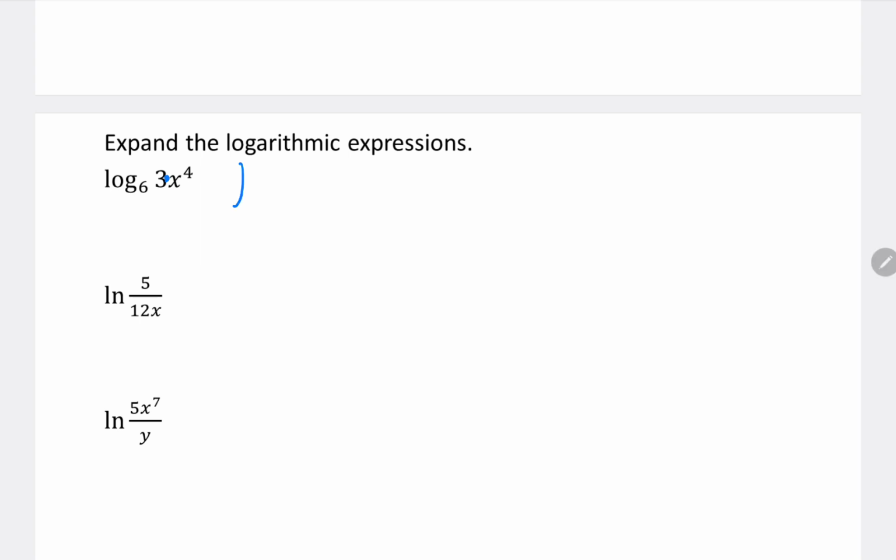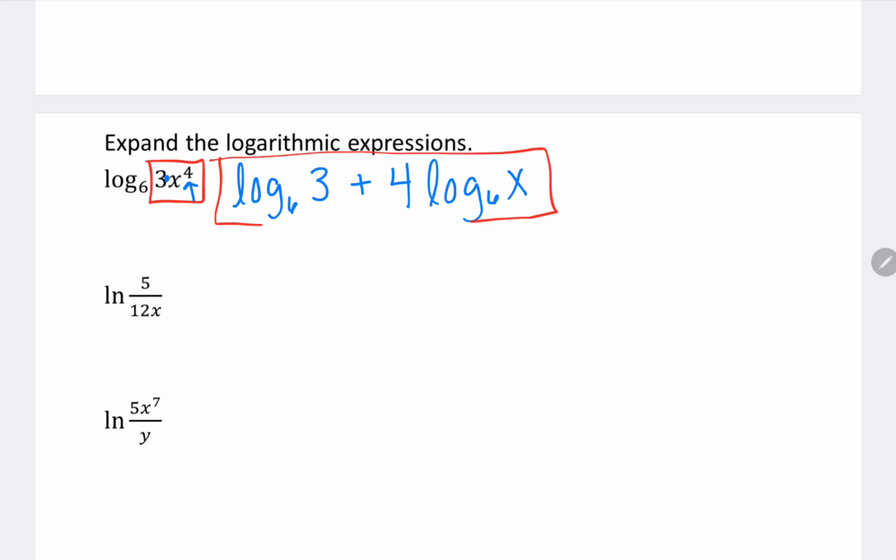So when I expand this, I'm going to have two logs, one for the 3 and one for the x. Both logs need to have a base of 6. And then because it's the product property, they're going to be connected by addition. And the power property says that because x is being raised to the 4th power, I can write the 4 in front of the log with the x. So this was the condensed way to write this. This is the expanded way to write that. And they mean the same thing.